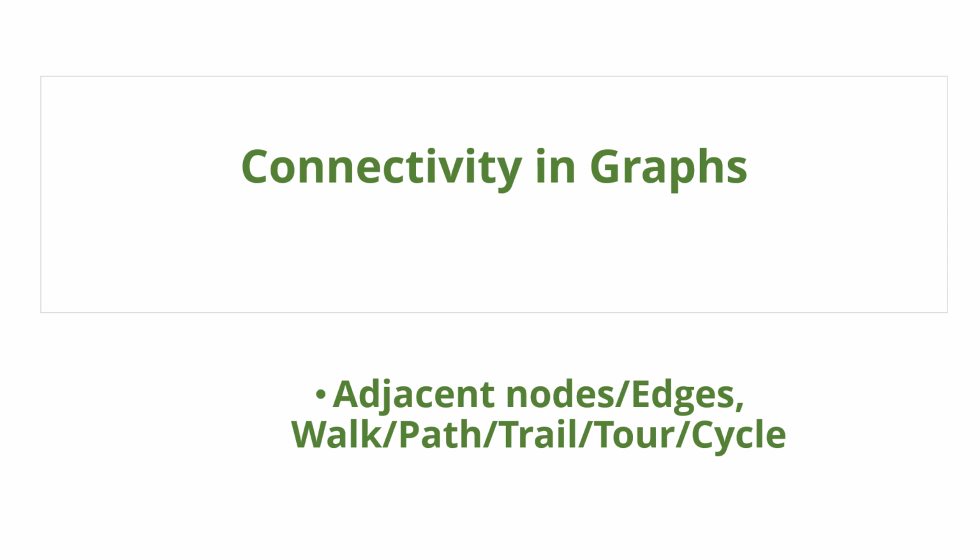So the next one is the connectivity in graphs. So far we have learned graph types. Now we study movement inside the graphs. Can we travel from one node to another? Yes, this introduces the idea of adjacent nodes, edges, walk, path, trail, tour and cycle.